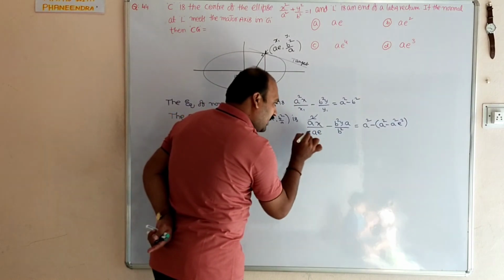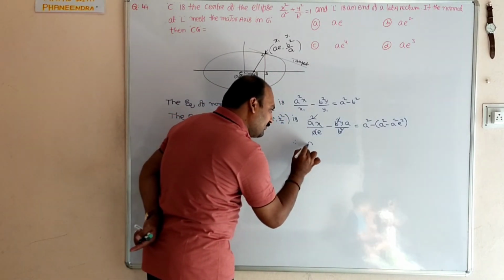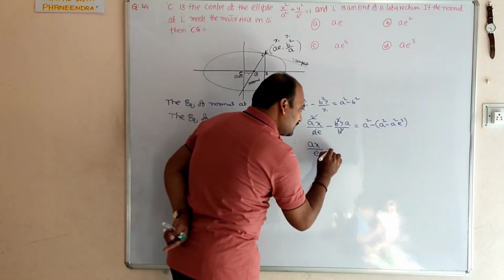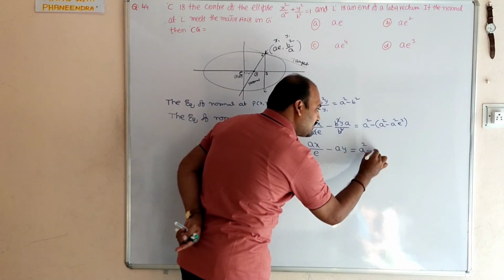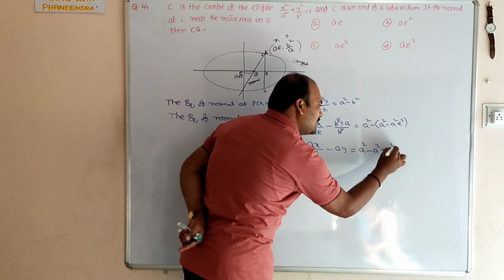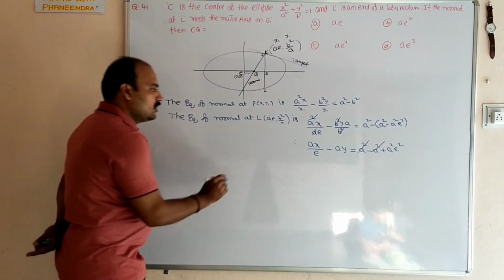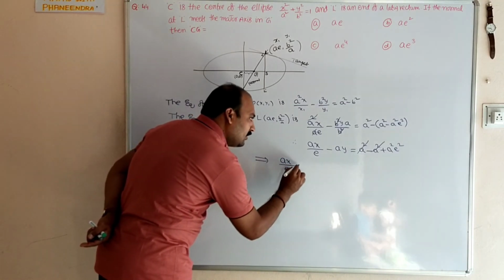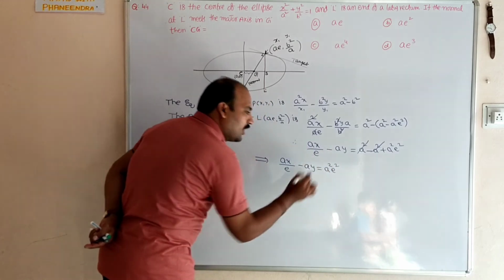So here one of the a cancels, here b square gets cancelled. We will get ax by e minus ay is equal to a square minus a square plus a square e square. So plus a square, minus a square also gets cancelled. So the remaining is ax by e minus ay is equal to a square e square.